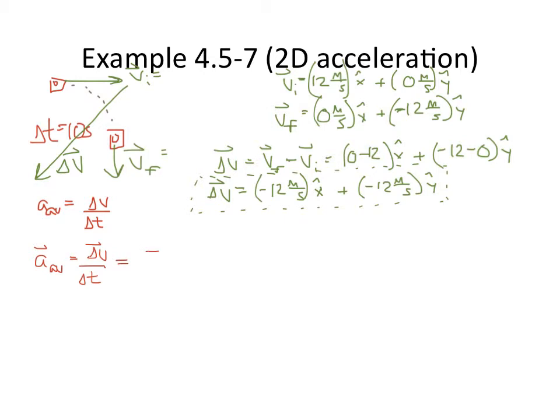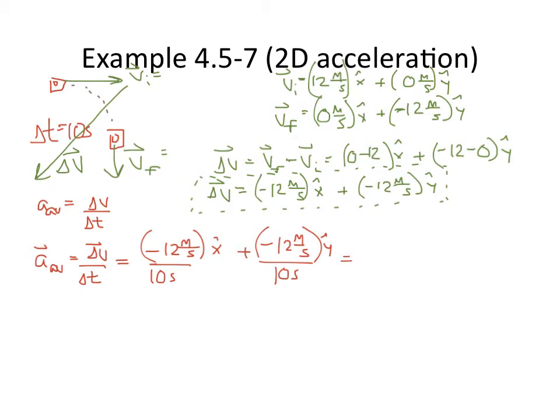So negative 12 meters per second x hat and negative 12 meters per second in the y hat direction. That's coming from right up here. We're going to take that and divide it by time. So that's 10 seconds and 10 seconds. We've got a change in velocity in the x direction and a change in velocity in the y direction, and both of those are divided by 10. So let's simplify right here and see what we get.